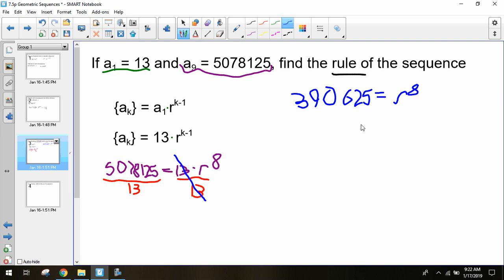From here, we need to solve for r. So we need to get rid of that exponent. Now, something that we might have to remember from 8th grade, is probably when we talked about this, is what is an inverse operation of an exponent? How do you get rid of these exponents?